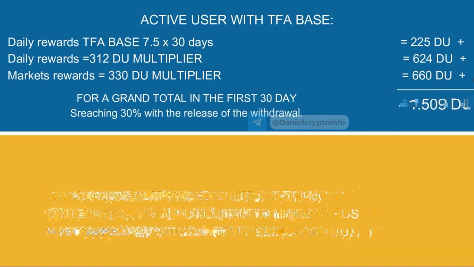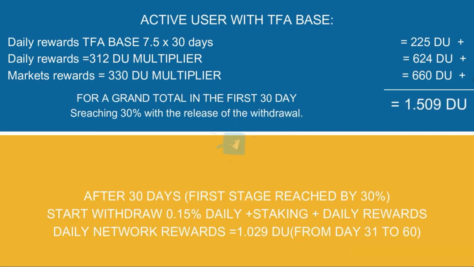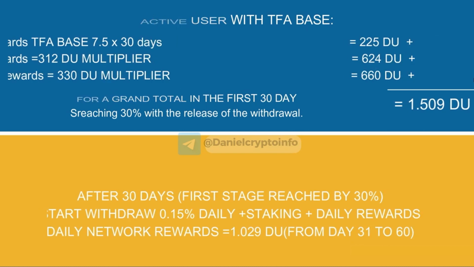After the first 30 days, I will start calculating my monthly rewards by adding to my basic daily percentage the rewards deriving from active staking and thus coming from the work of my downline, which, as we can see in this example, amounts to 1,029 DU.